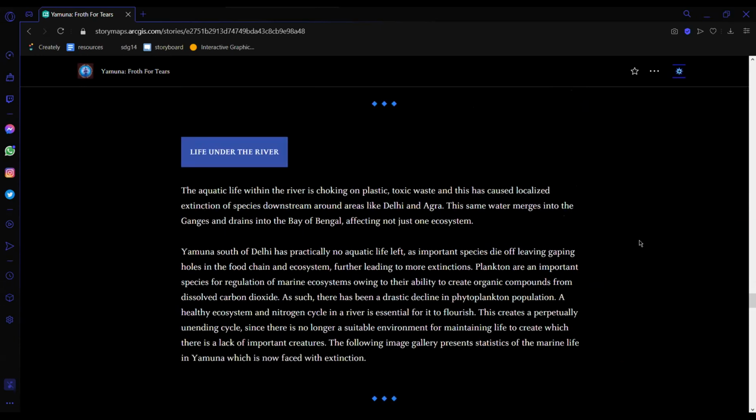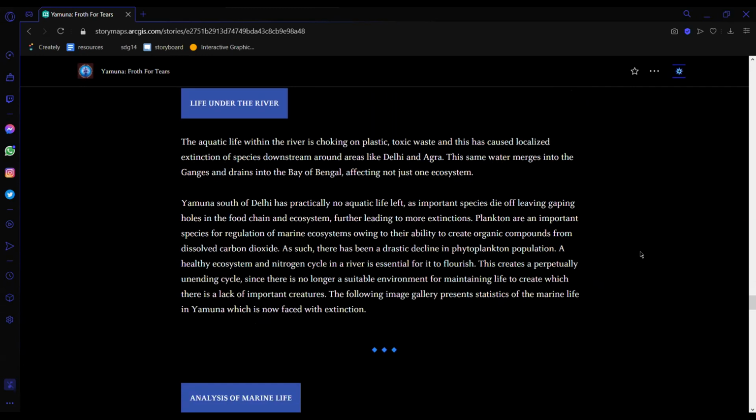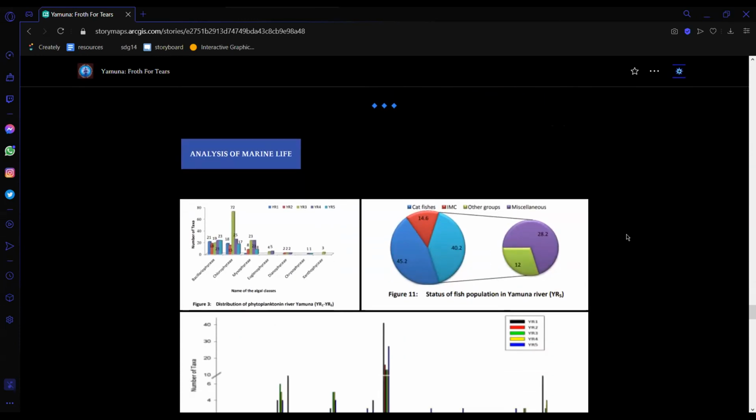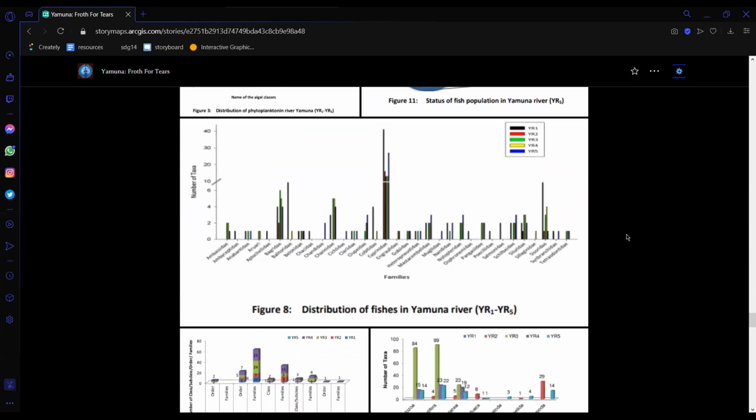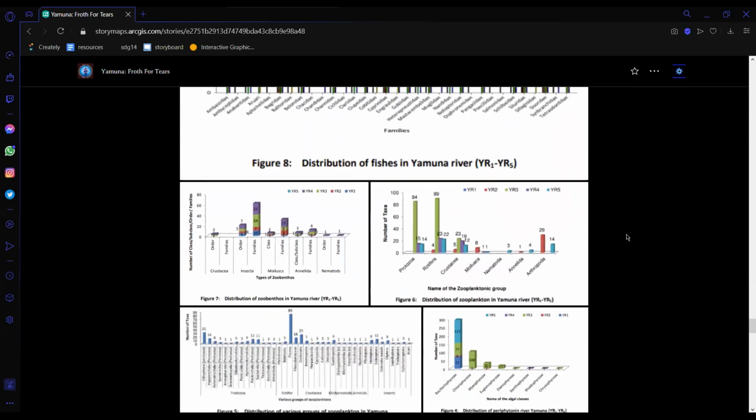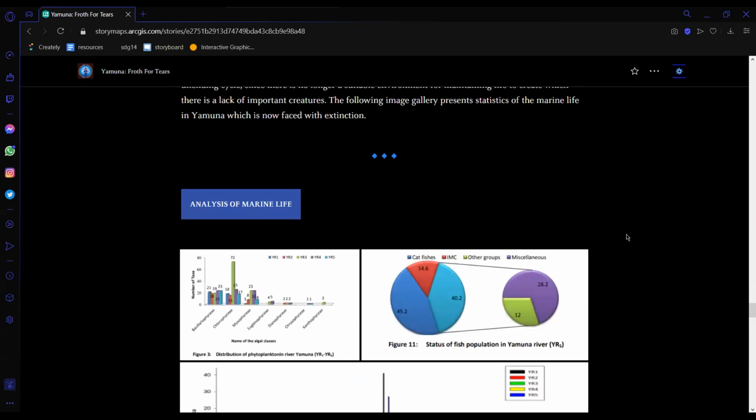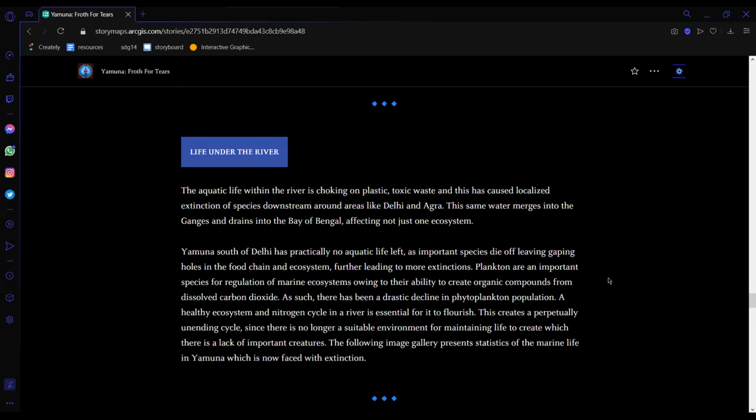Also, another thing to mention is life under the river. Since it goes without saying for any ecosystem that life beneath it or around it is essential towards its survival. But the phytoplankton population in Yamuna is under continuous decline. And phytoplanktons are important because they are essential for breaking down carbon dioxide into organic molecules and sustaining a healthy ecosystem. So this creates a cycle, as mentioned.